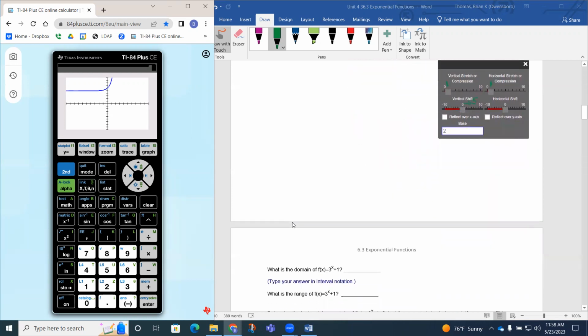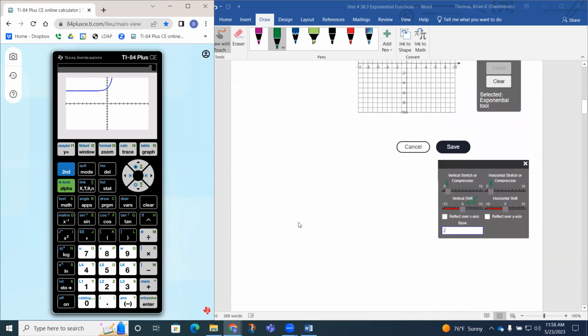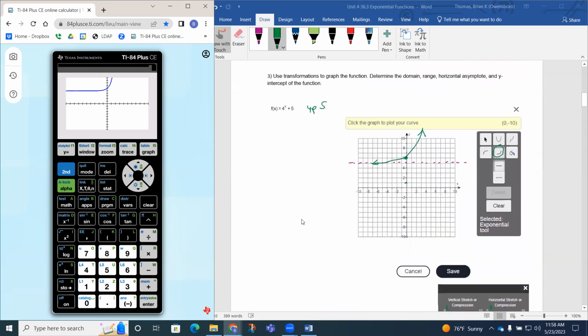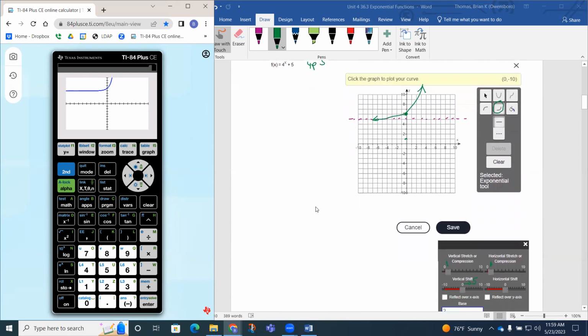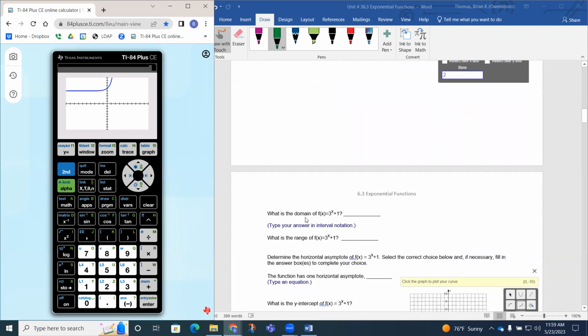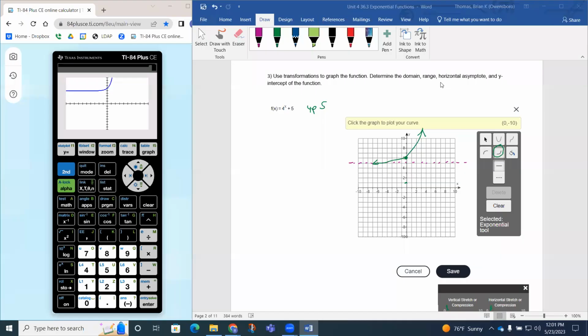Now, as far as the domain, we've got a different function here. So let's fix these. We'll pause the video for a second. So as I said, our function is going to be y equals 4 to the x plus 5. Notice how this graph does move up 5. As I said, the tool we're going to use is the exponential tool.